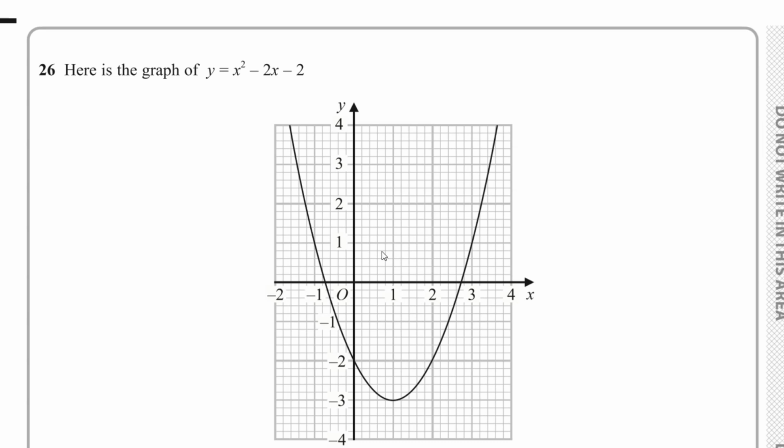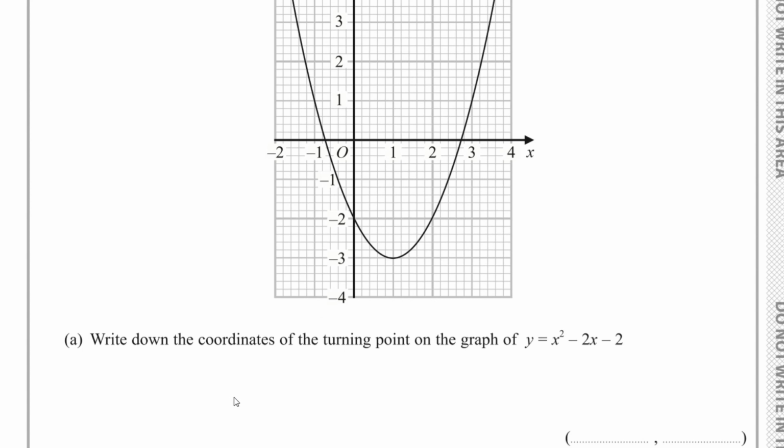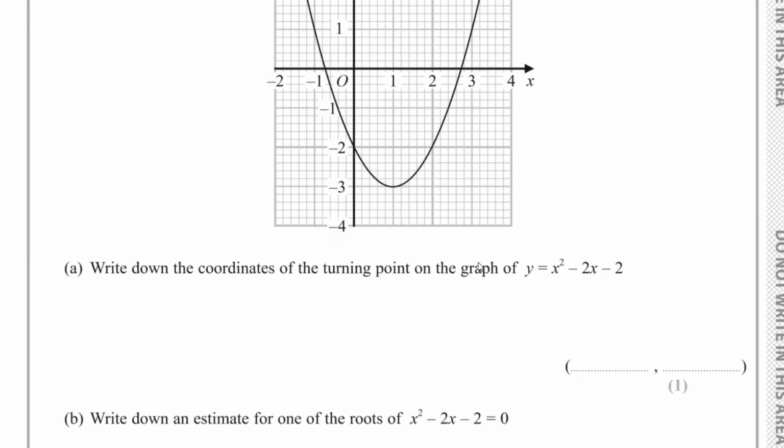Question 26. Here is a graph of y equals x squared subtract 2x subtract 2. For part A, we have to write down the coordinates of the turning point on the graph of y equals x squared subtract 2x subtract 2. Well, the turning point is where the graph goes from a negative gradient to a positive gradient. It's where the gradient of the tangent is 0. That's here, and that's got coordinates 1, -3.